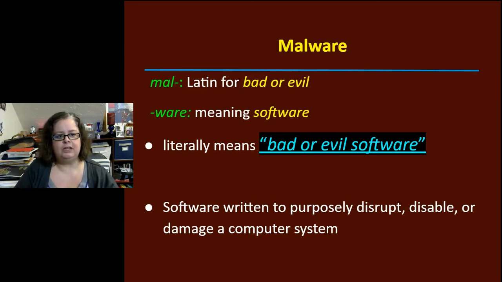The first term we're going to talk about is malware. The mal part of malware is Latin for bad or evil, and ware means software. It's a contraction. So it literally means bad or evil software. There's just no denying what it is. It's software written to purposely disrupt, disable, or damage a computer system or any device. Okay?